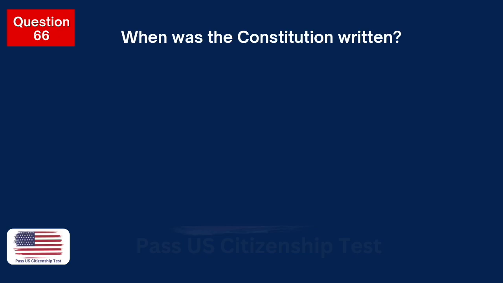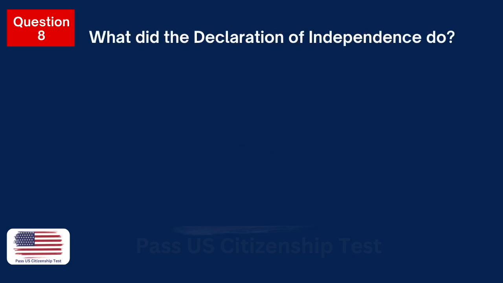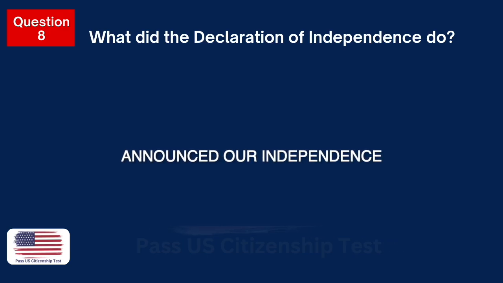When was the Constitution written? 1787. What did the Declaration of Independence do? Announced our independence from Great Britain.